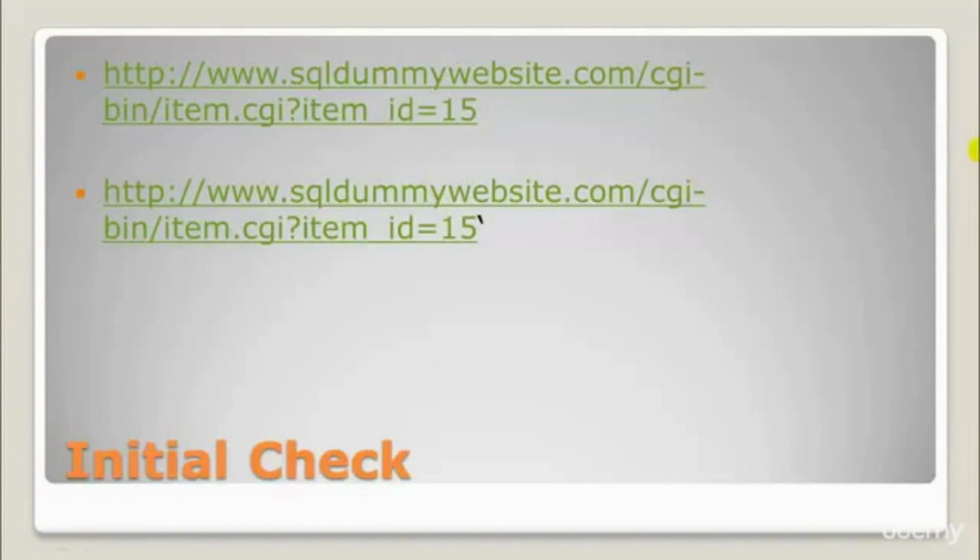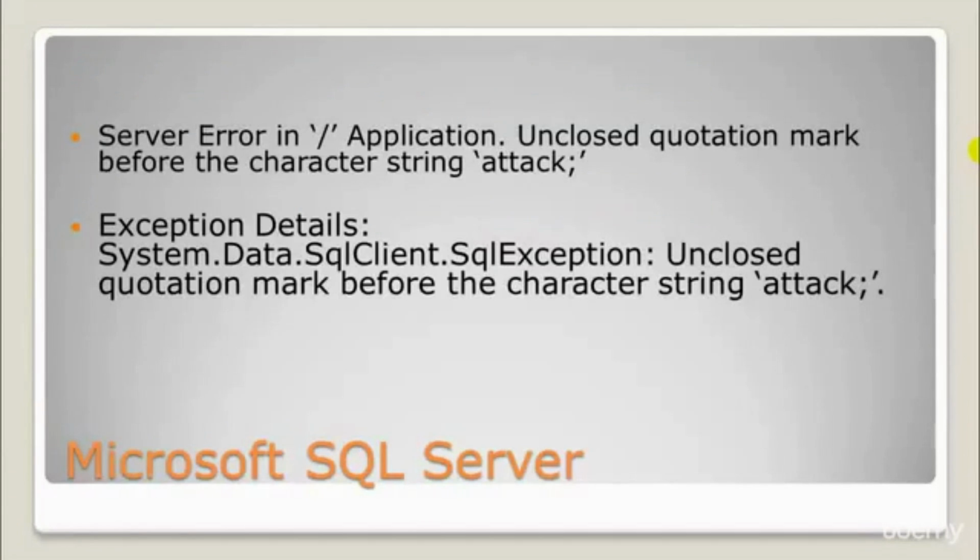So what you need to do is, let's say you have searched for a website using inurl:item_ID=, and one of the search results shows you a website like http://dummywebsite.com/cgi/bin/item.cgi or something like that. Just add a single quotation mark at the end of the URL, and just to ensure it is a single quotation mark and not a double quotation mark.